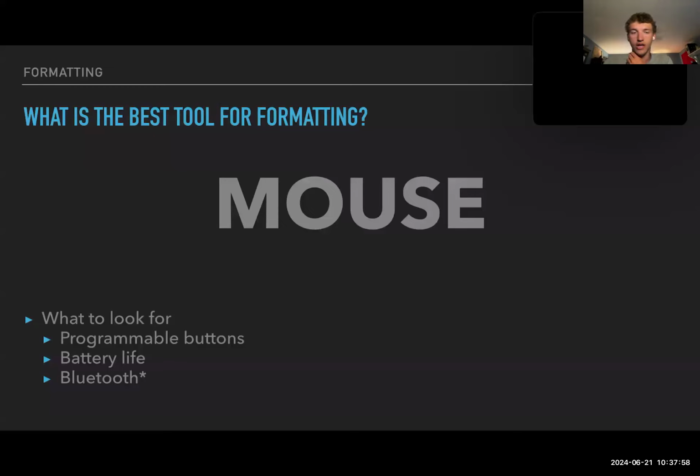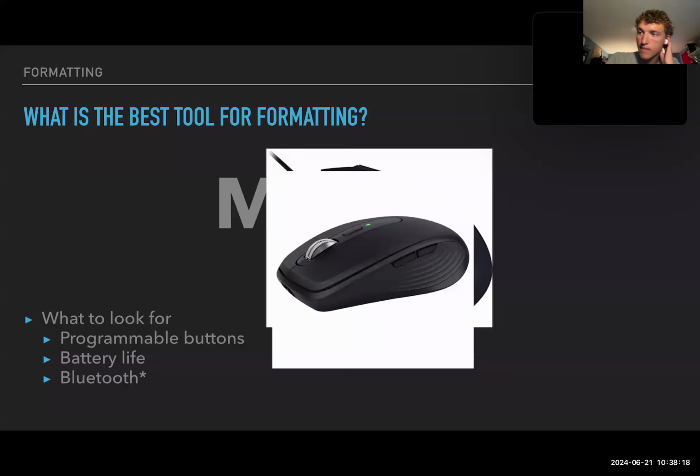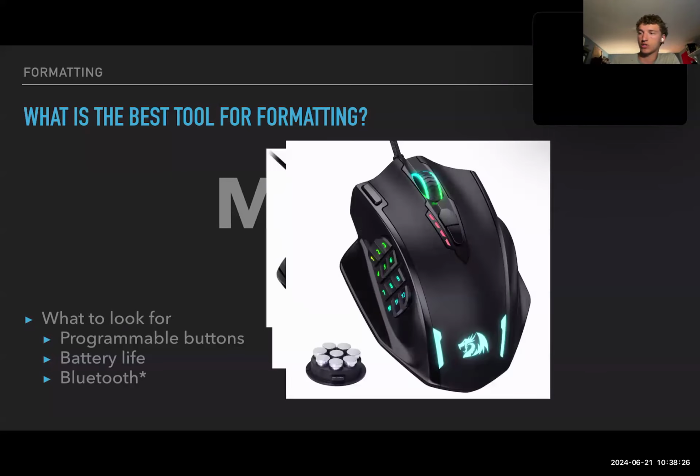Okay, so a few suggestions I have for mouses. The first one is the Razer Naga. If you just look up Razer Naga, you'll find it. This one is pretty good. I know a lot of people have this one. It has a bunch of programmable buttons, which are helpful for debate research. The next one is the Logitech MX Anywhere. It has two programmable buttons. And then the third one is the one I have, which is the Redragon Impact M908. So if you want to get really fast at research, these are the three mouses I recommend.